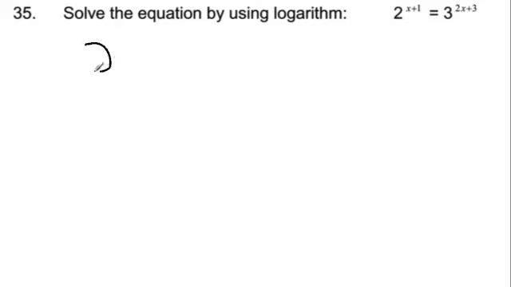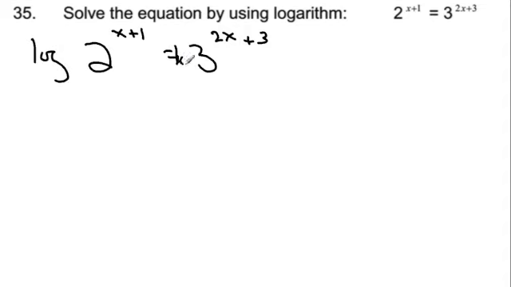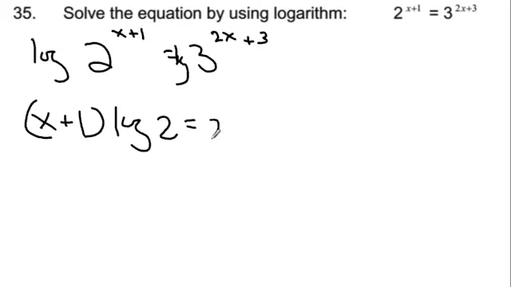Anyway, let's get started. 2 to the x plus 1 power is equal to 3 to the 2x plus 3 power. And that means that we cannot reach this x or this x because they're exponents. So we need to use the log rule to get them down from the tree. So log is our ladder. We're going to use a log as a ladder. And now we know that the power rule will let me bring these exponents down. So x plus 1 times the log of 2 is equal to 2x plus 3 times the log of 3.